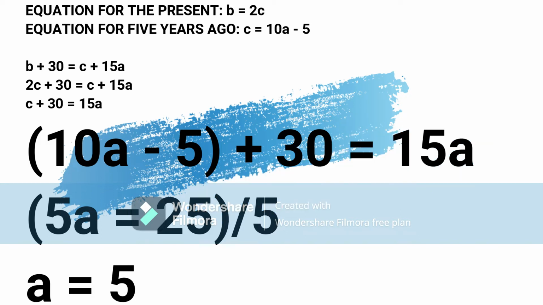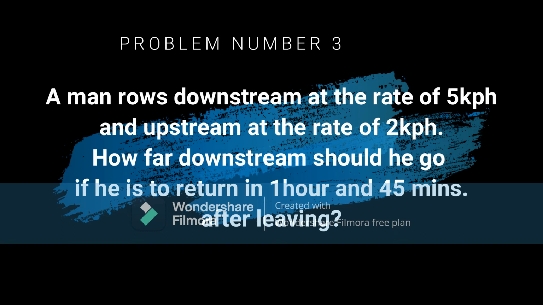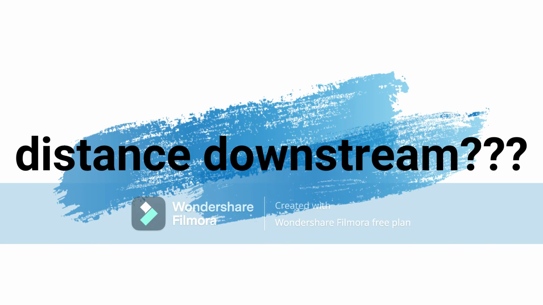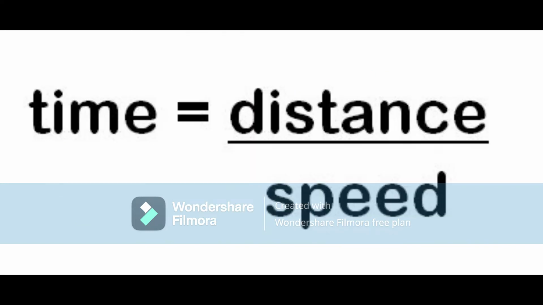Problem number 3. A man rows downstream at the rate of 5 km per hour and upstream at the rate of 2 km per hour. How far downstream should he go if he is to return in 1 hour and 45 minutes after leaving? We need to figure out how far should the man go downstream if he is to return in 1 hour and 45 minutes. The time equation is time equals distance over speed.